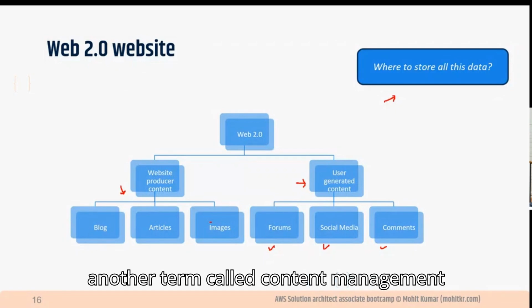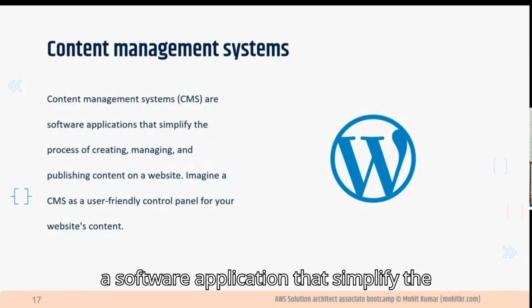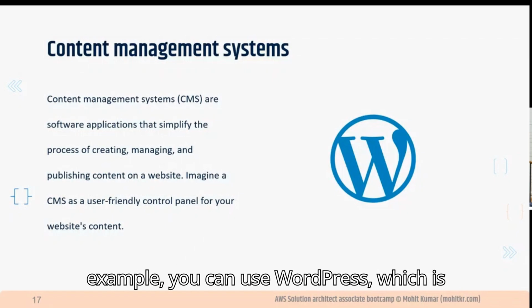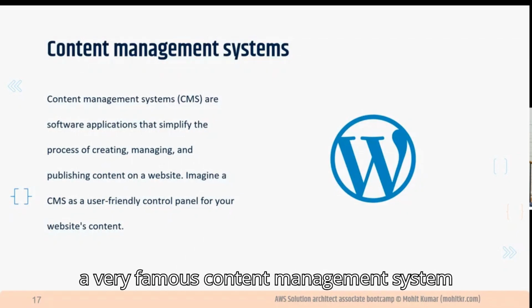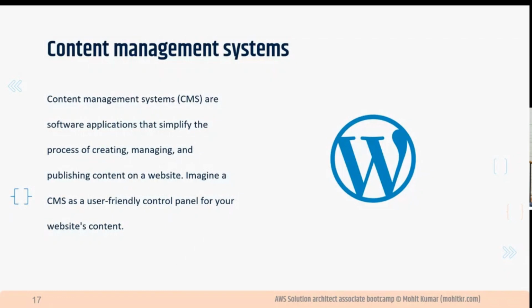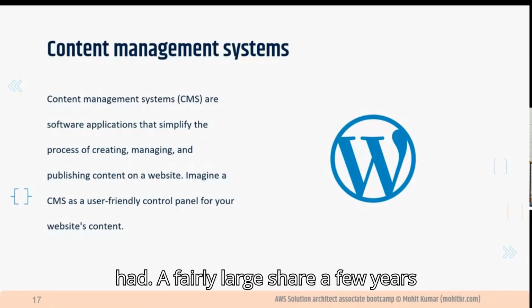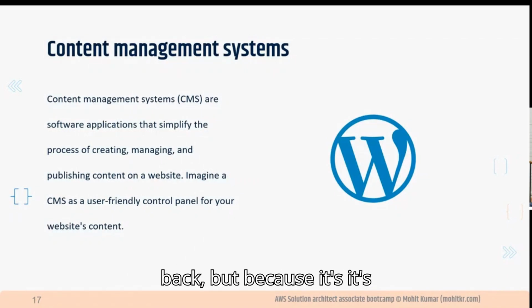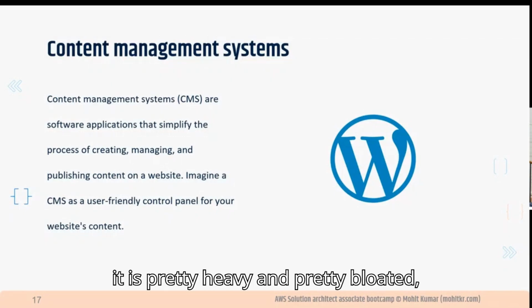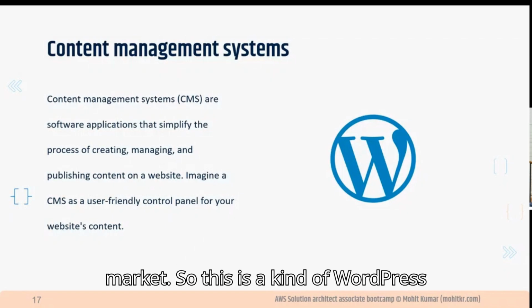And there's another term called content management system. A content management system is a software application that simplifies the process of creating, managing, and publishing content on the website. For example, you can use WordPress, which is a very famous content management system, to start your own website. WordPress is powering most of the websites on the internet as of now. It had a fairly large share a few years back, but because it is pretty heavy and pretty bloated, it's not used that much, but still it has a heavy share across the market.